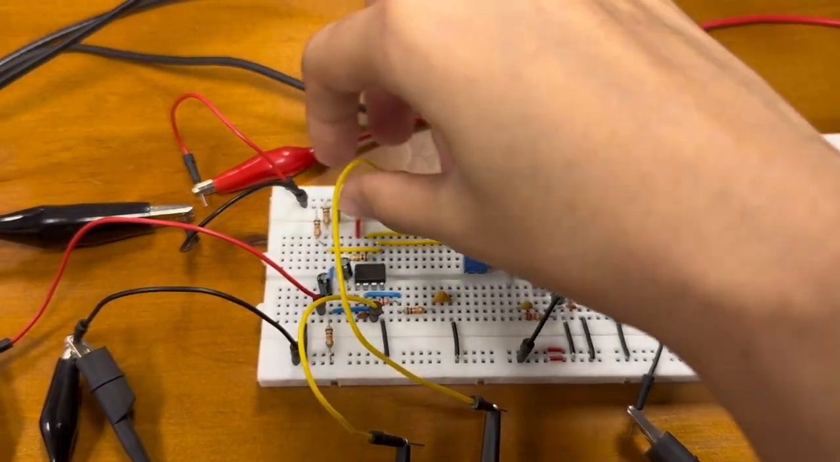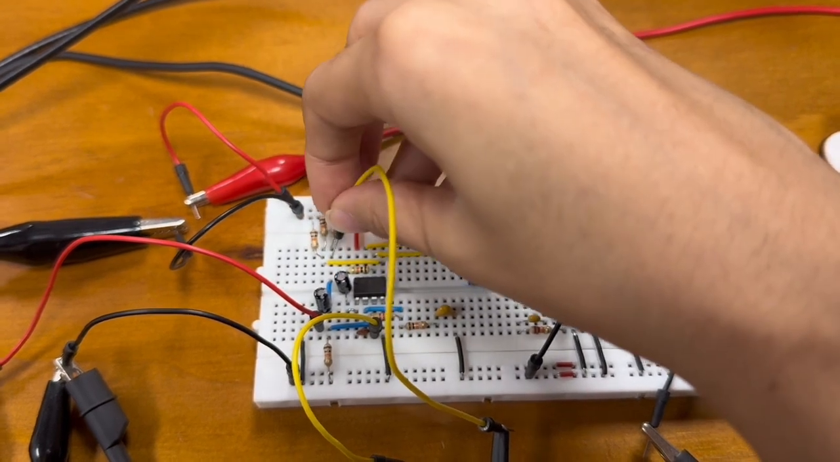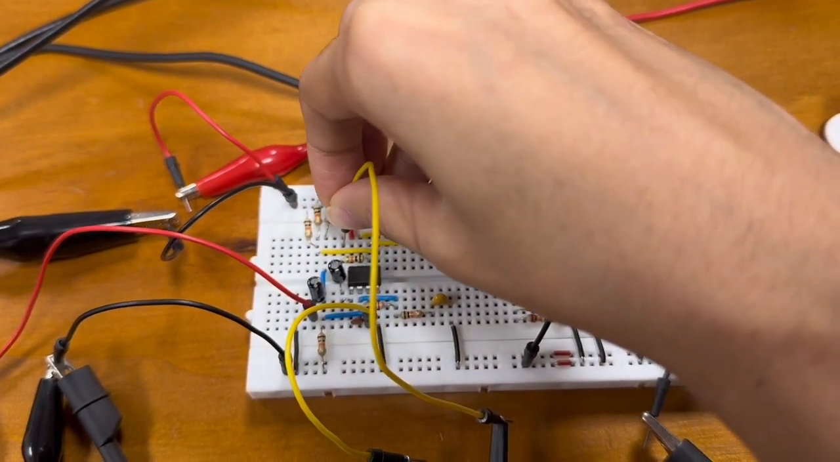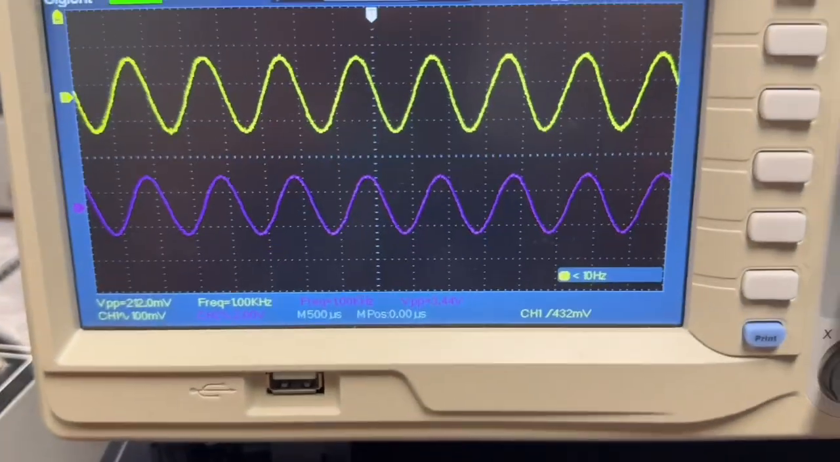With channel 1 on TP1, and by placing the probe of channel 2 at TP2, we can get an output voltage of 3.4 volts.